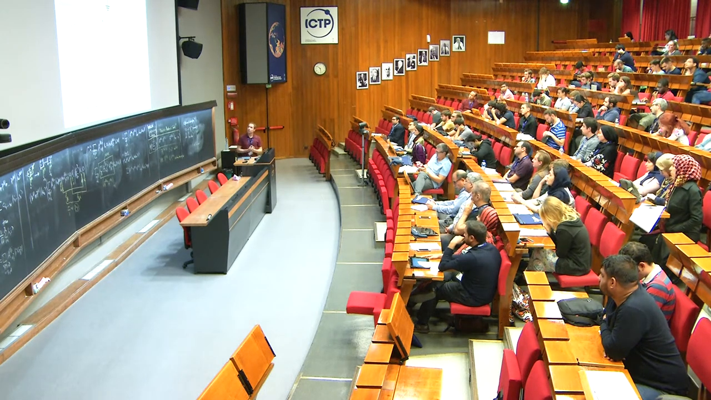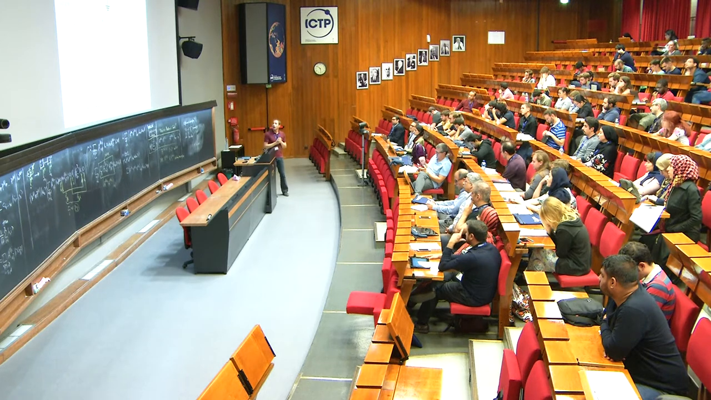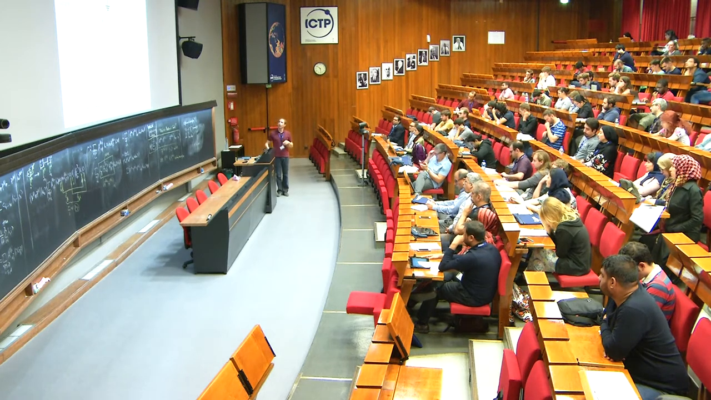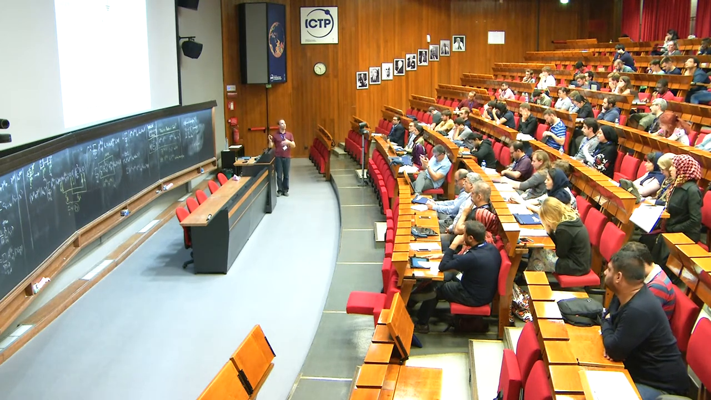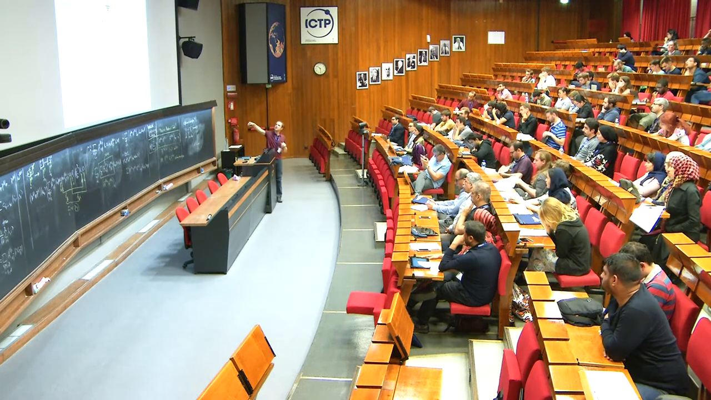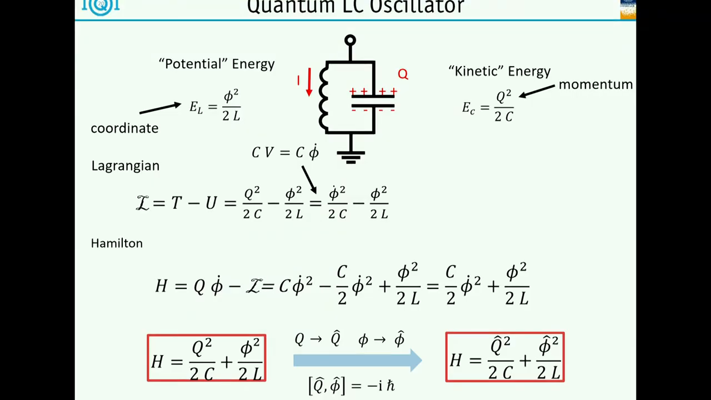So now we can do what we always do in quantum physics: we replace our charge with a charge operator, and we replace the flux with a flux operator. Because charge and flux are conjugate variables, the commutation relation will turn out to be exactly minus iħ, or, if I flip them, iħ. So what I get is a Hamiltonian where I have the charge operator squared divided by 2C plus the flux operator squared divided by 2L.